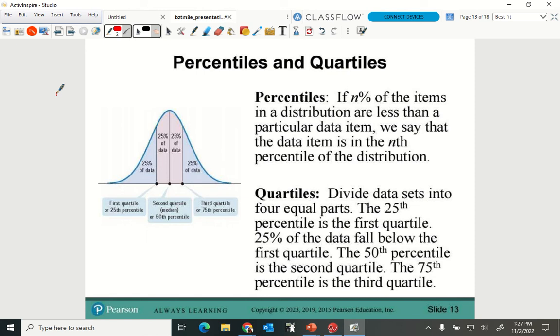All right, so we're breaking this up in quarters. This one right here, is that the third quarter? Say yes. Each one is a quarter. That's the third quarter. What percent is the third quarter? That one's going to be the 75th percentile. That's where we get that from.